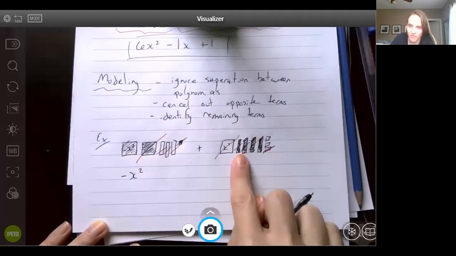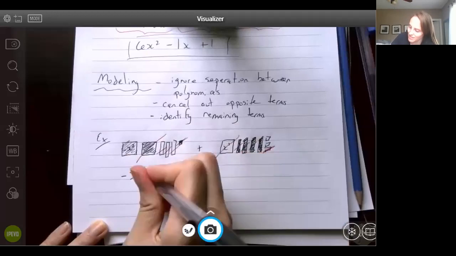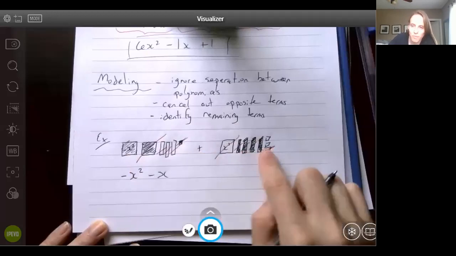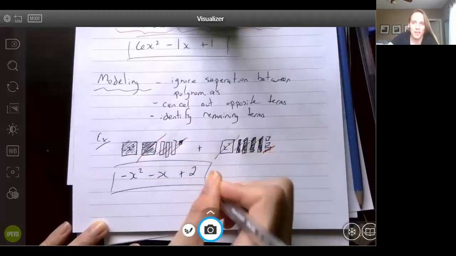Over here, 3 of these have been canceled out. 1 is left, so that is a negative x. And then I have 2 positive constants left, so plus 2. And that would be my final answer.